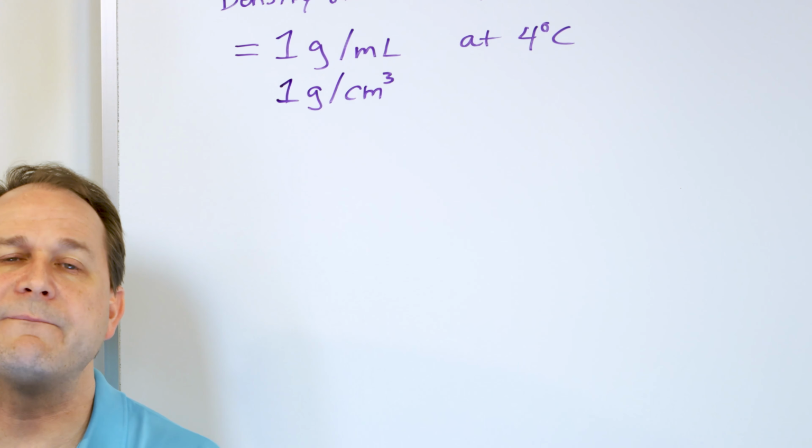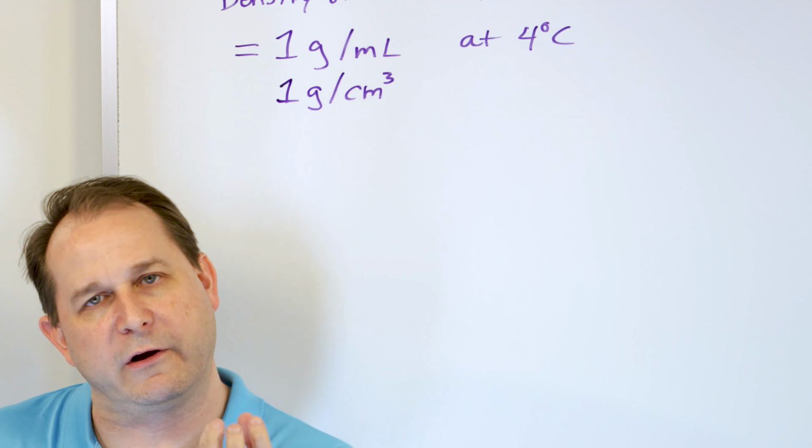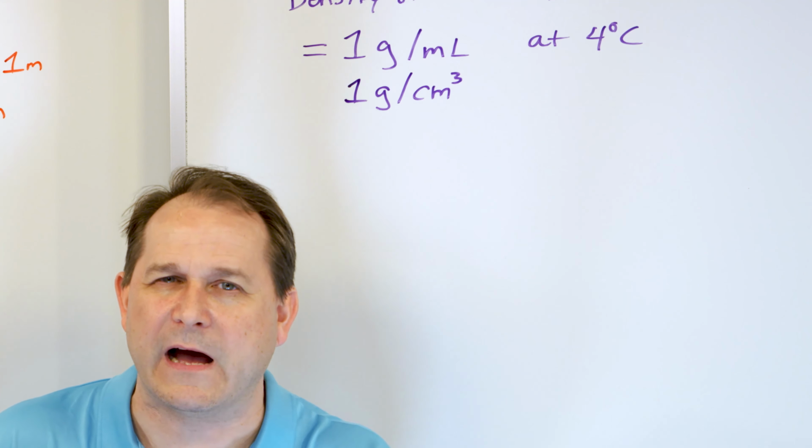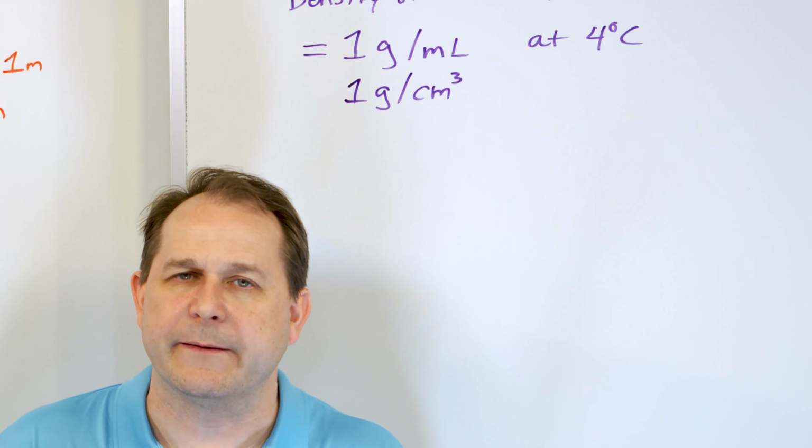Now we express it at 4 degrees Celsius. Why? Because from physics, we know that if we heat things up or cool things down, they get bigger or smaller. So we have to specify, or in textbooks and in real life, we always specify the density of something at a certain temperature.